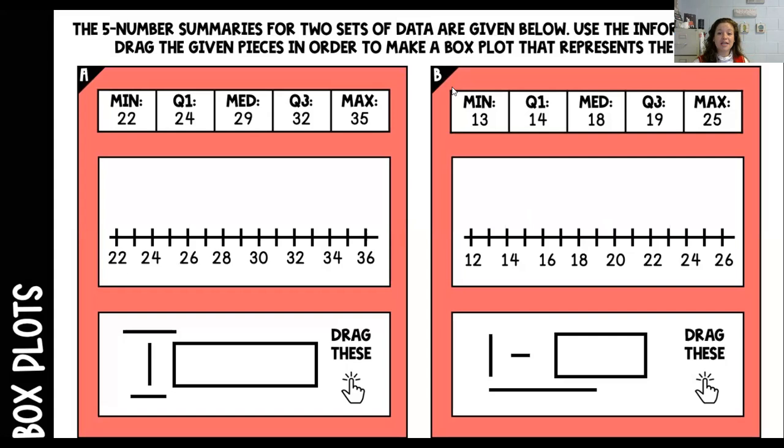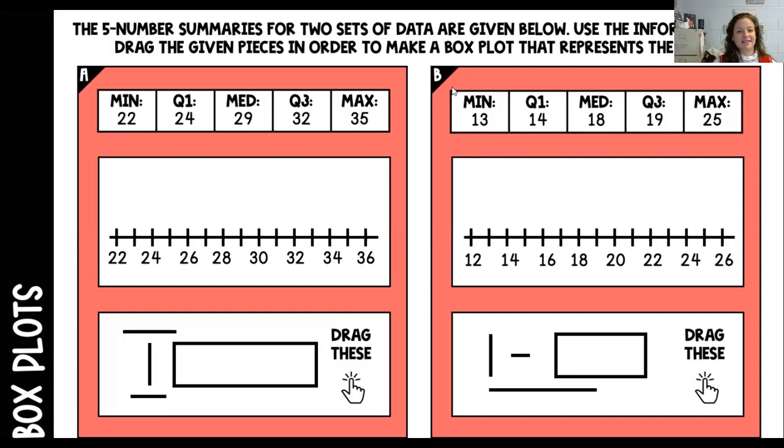Okay, now when we're talking about box plots, we have different things. We have our minimum, quartile 1, median, quartile 3, and our maximum. Another name for quartile 1 is your lower quartile, and another name for quartile 3 is your upper quartile. So right here, we're just going to be practicing on how to draw these box plots, okay? In the next one, we're going to practice on how to figure out how to get these numbers.